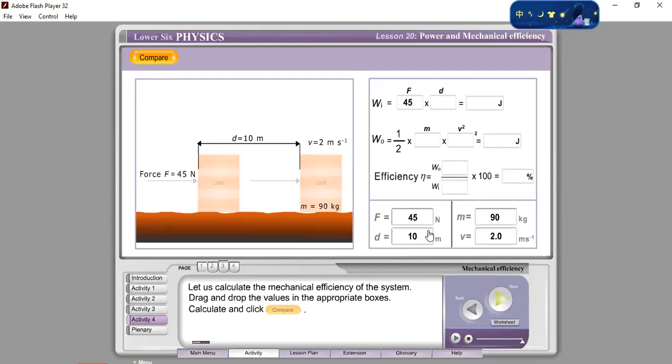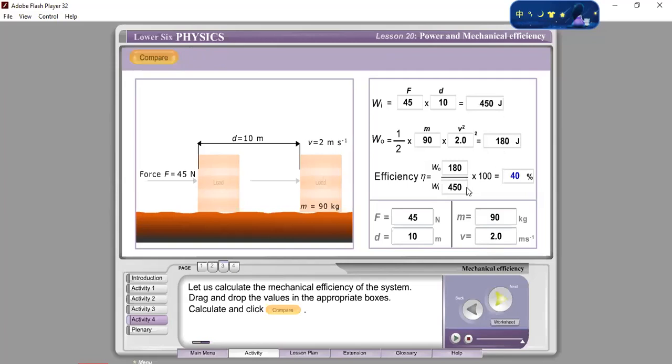So F is equal to 45 Newton. Distance moved is equal to 10 meters. So that means the work input will be 450 joule. Kinetic energy, 1/2 times 90 times V squared. What we get from the calculation is 180 joule.